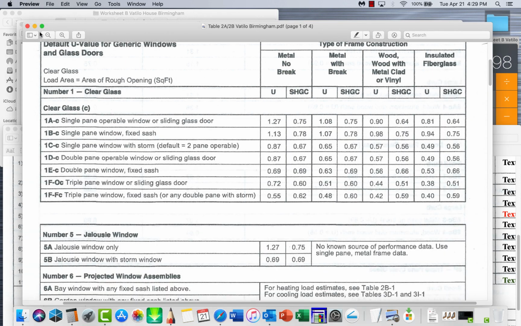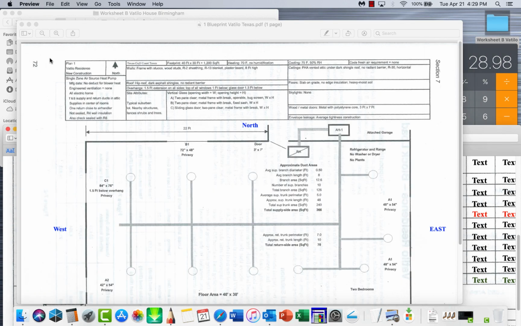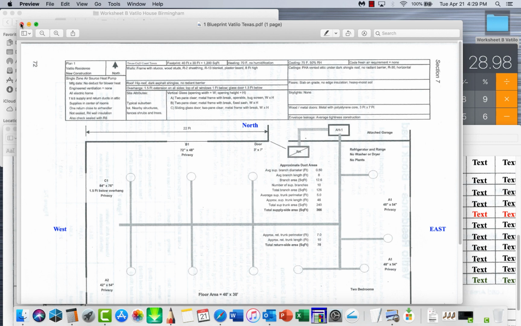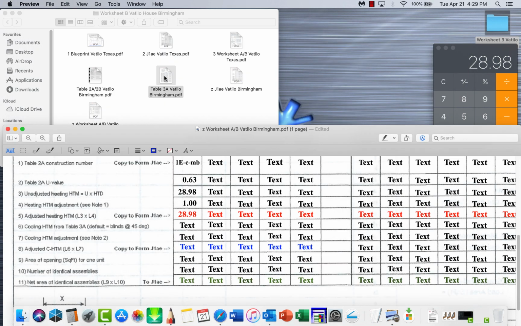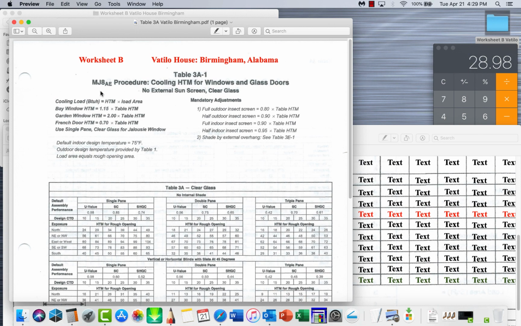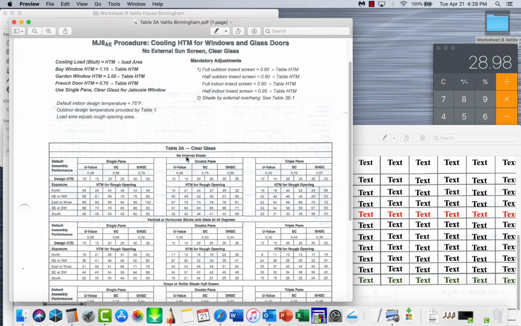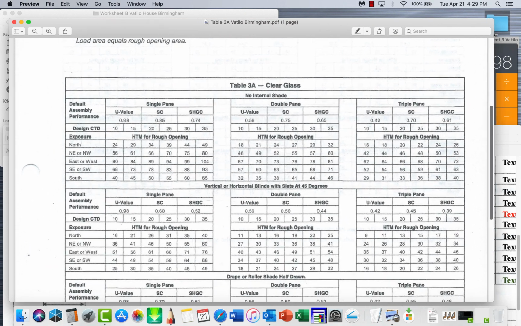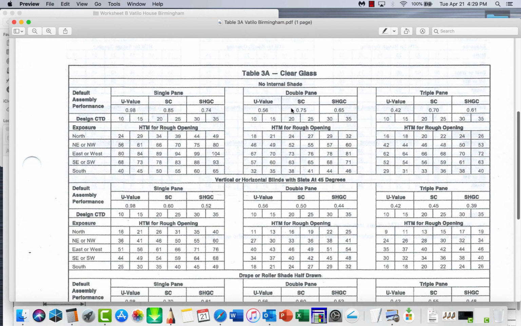So let's go to table 3A. We can close that one now. And we'll close that one down. So table 3A. When you're looking at your table 3As, let's make this a little bit bigger. There we go. You want to look for this part right here, clear glass. Some of the other tables have shaded glass, sunscreens, a lot of different types of windows that you could have set up. So we're just going with clear glass here, okay?